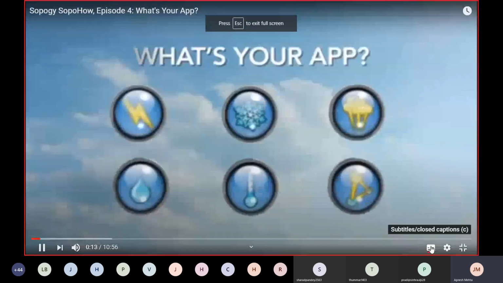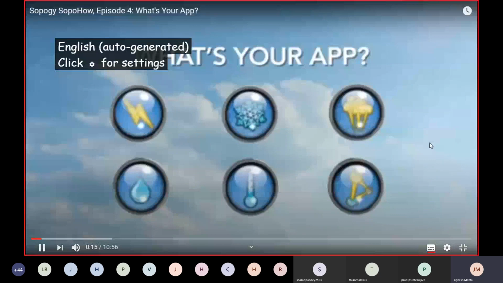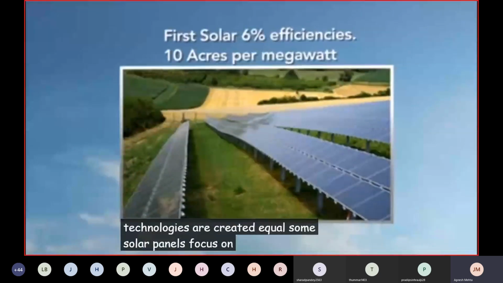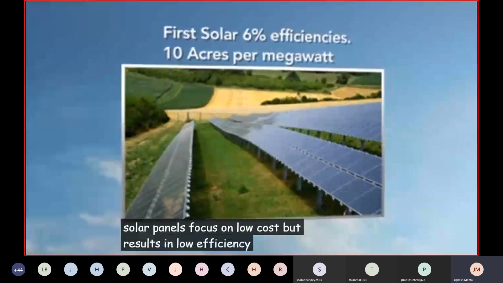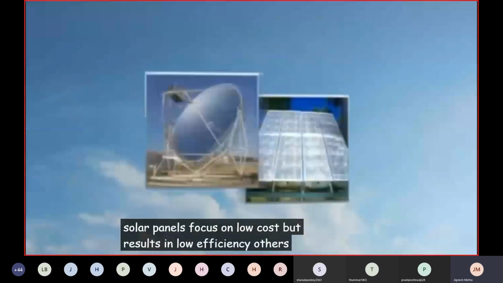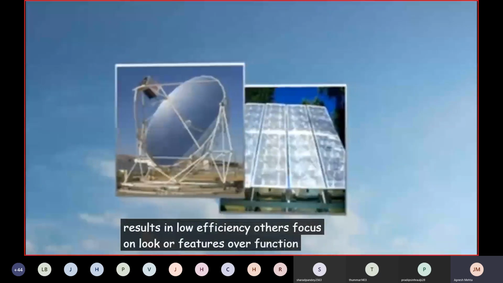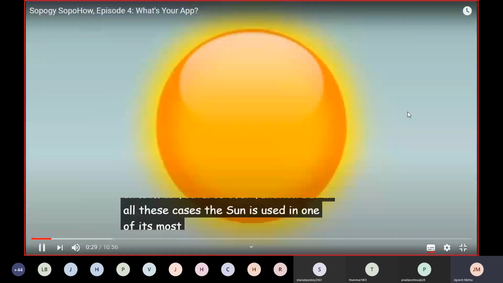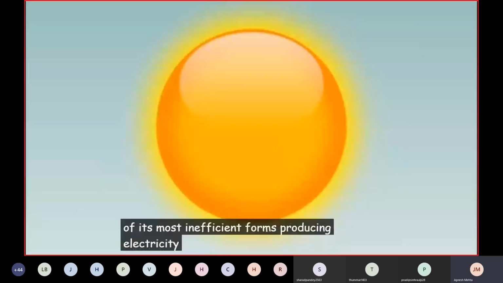What's your app? Not all solar technologies are created equal. Some solar panels focus on low cost but result in low efficiency. Others focus on look or features over function. But in all these cases, the sun is used in one of its most inefficient forms, producing electricity.